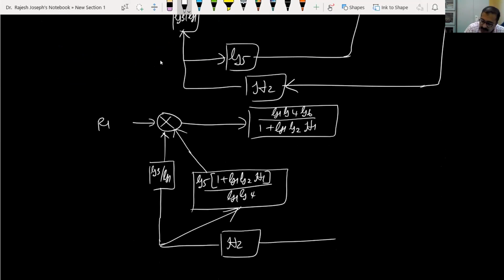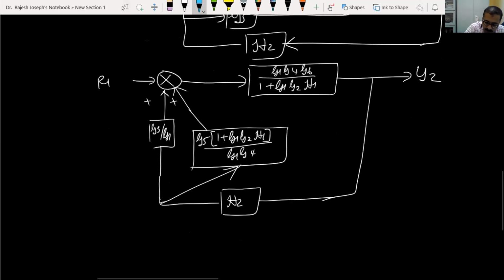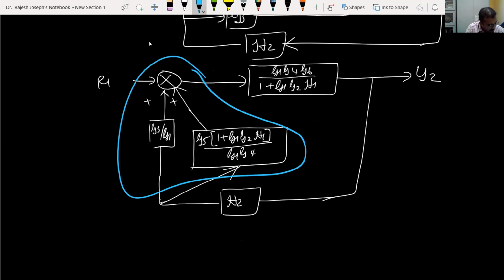And where is that coming from? That is coming from the output of this Y2. So these two branches are in parallel now, so they can be clubbed into one single transfer function. So what will you get? These two can be clubbed. When you club it and simplify that, what do you get?